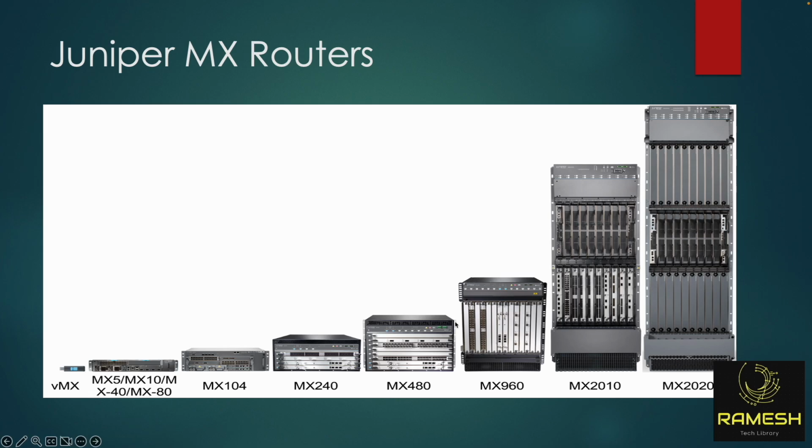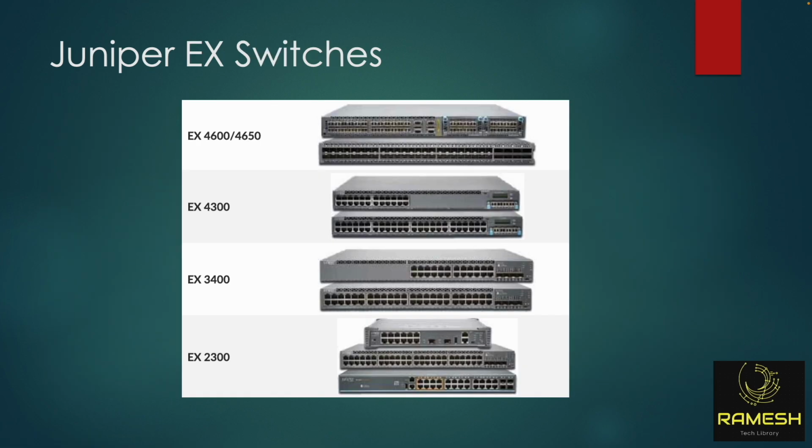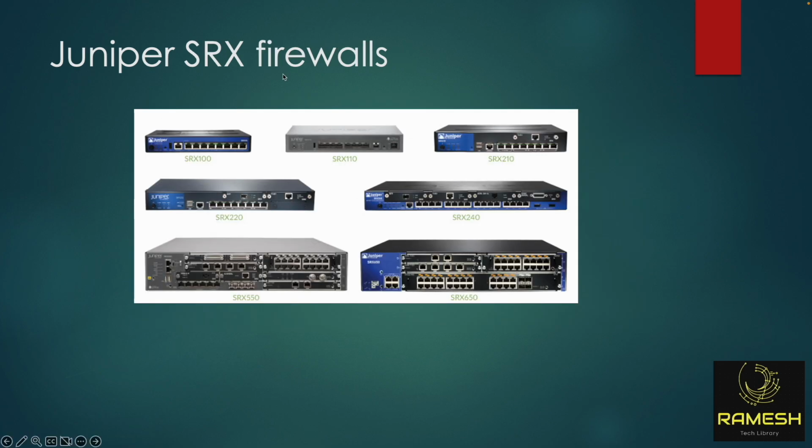If you see, this is an MX960. The Cisco ASR 9010 also looks the same. However, here the line cards are inserted horizontally, while in the MX960 they have inserted them vertically. These are the SRX firewalls. This information you can see on my website as well. So the architecture is the same in each and every platform.